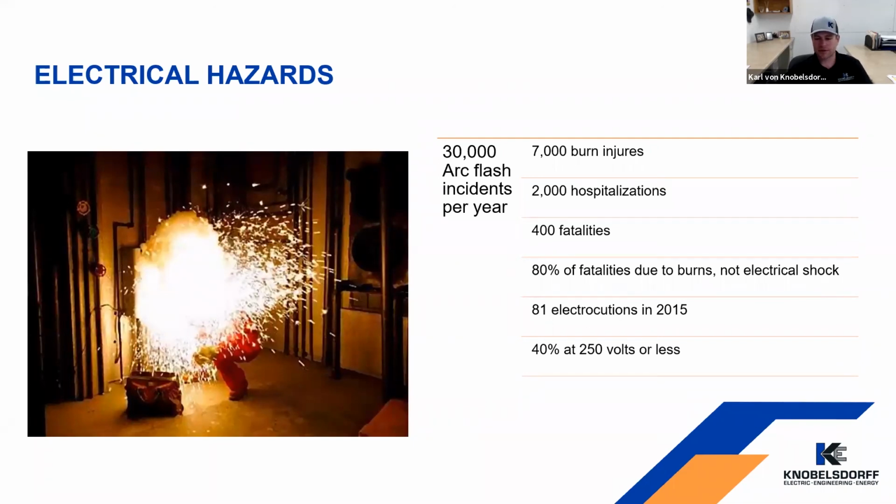Another thing that people think a lot is, if somebody does get electrocuted, it must have been high voltage. Well, 40% of electrocutions are at 250 volts or less. It only takes 6 milliamps through your heart to kill you. It does not take a lot of current, and the voltage doesn't have to be very high. So just because something's 120 volt doesn't make it safer from you having an electrical incident.